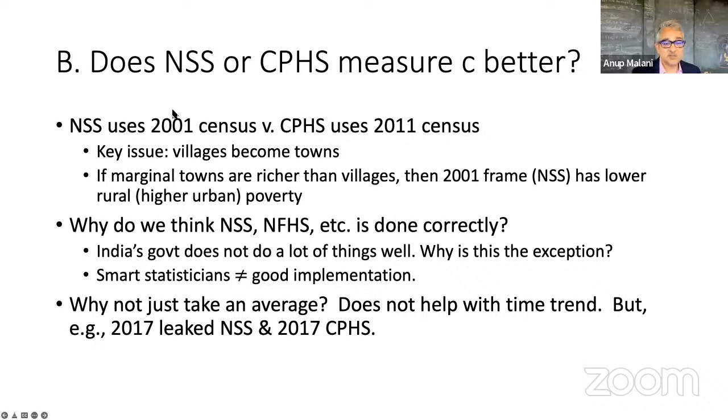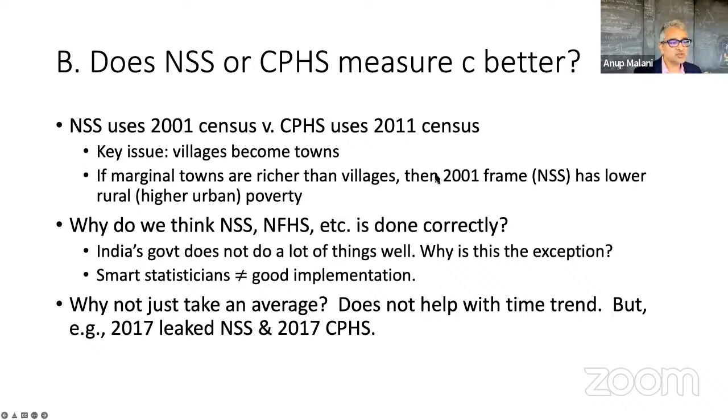So NSS uses the 2001 census frame. CPHS uses the 2011 census frame. A key issue during this period, which the paper highlights, is that some villages from 2011 become towns. There's growth, right? Population growth in these places. Now, let's suppose that we think that the villages that switched from villages in 2001 and become towns in 2011 are the richer villages. Just assume that, people live in agglomeration economies, maybe that's not an unreasonable assumption.